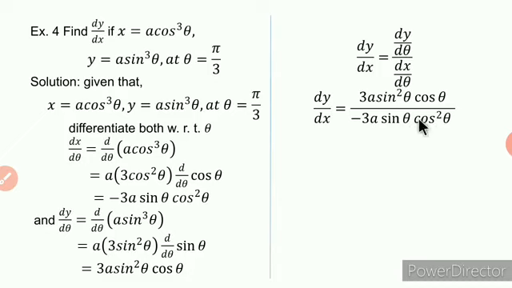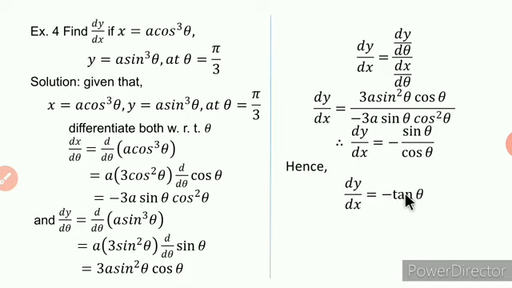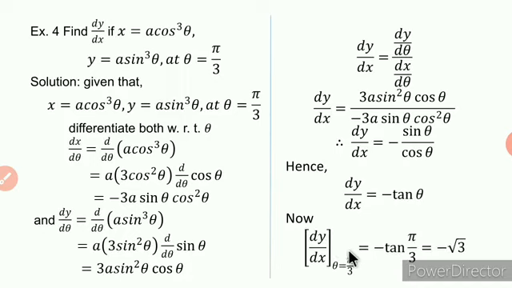So we remain with sin theta upon cos theta, means dy upon dx is equal to minus sin theta upon cos theta. It is equal to minus tan theta. Dy by dx is equal to minus tan theta. And therefore dy upon dx at theta is equal to pi by 3 is equal to minus tan pi by 3. Now we know tan pi by 3 is square root 3. So we get the value of dy by dx at theta is equal to pi by 3 as minus root 3. Minus root 3 is our required answer here.